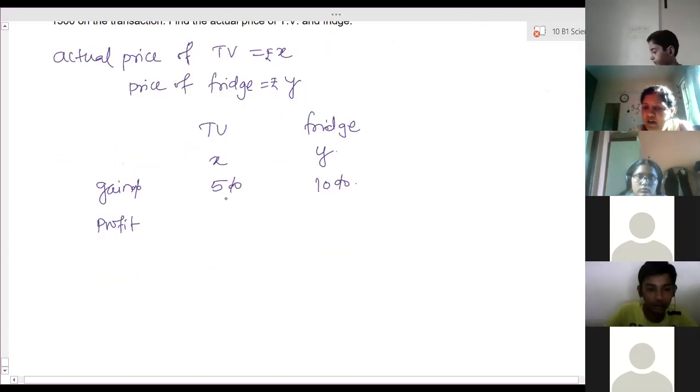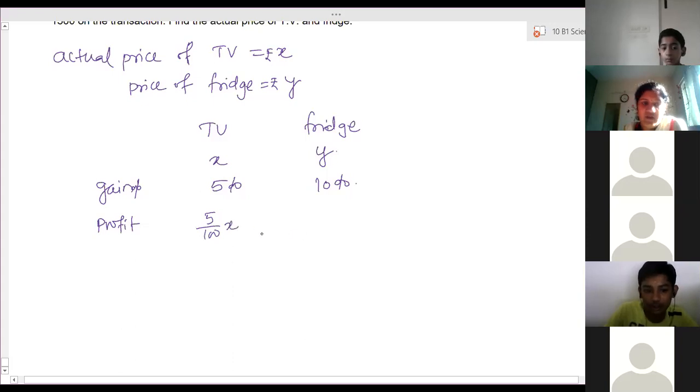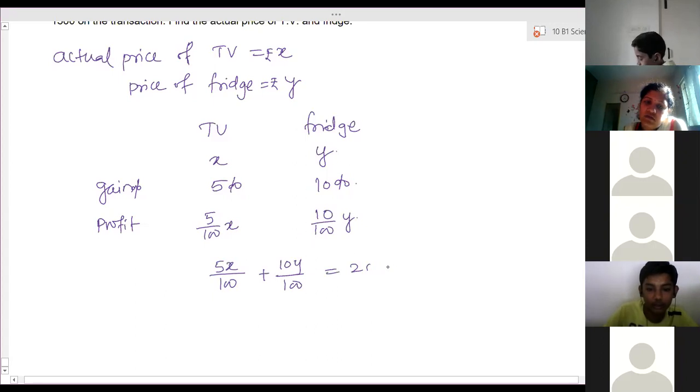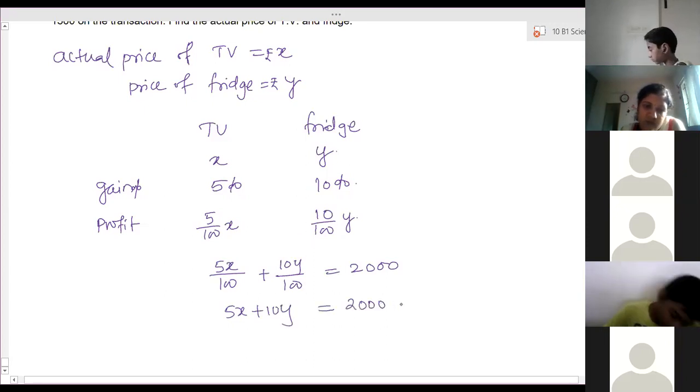How to find out the profit? If 5% gain, that means 5 by 100 into x. 5 by 100x, and fridge will be 10 by 100y. And altogether the total gain is 2000. So x plus 2y is equal to 5 4s are 20, 40,000. This is the first equation.